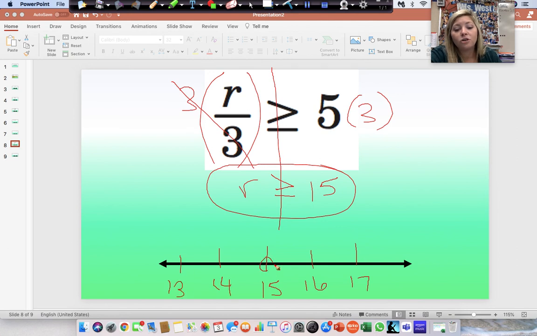We are going to circle 15, and I'm going to color it in because I am including 15 because it says or equal to. That line underneath it says I need to color in 15. Okay, and then we're going to shade in the direction of all numbers that are greater than 15, which is to the right. 16 is bigger than 15, and 17 is bigger than 15.